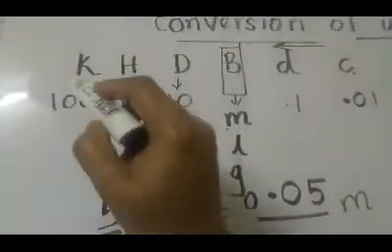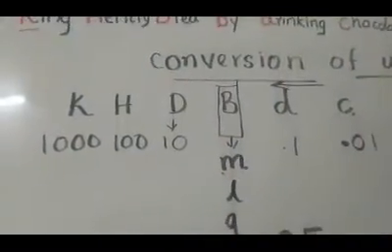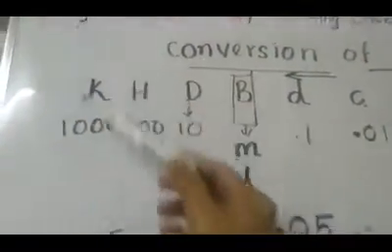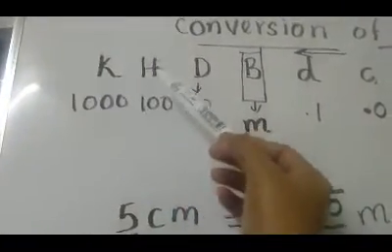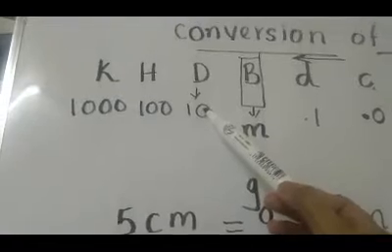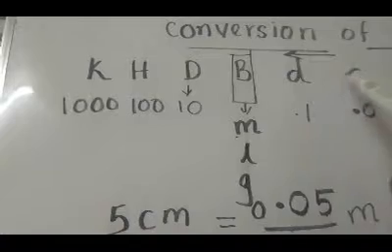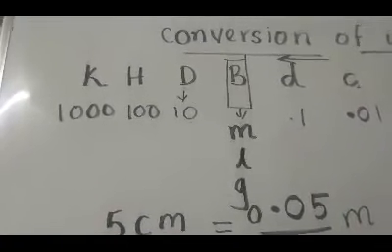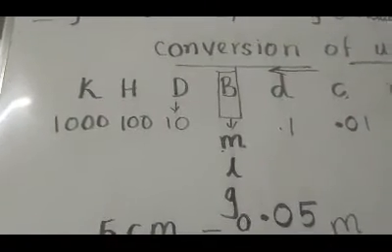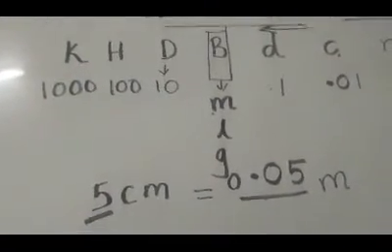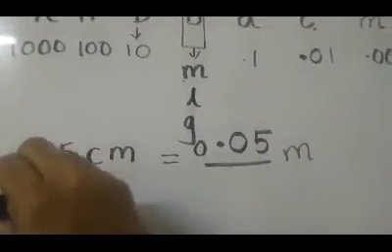Understood? If we use this sentence, King Henry died by drinking chocolate milk, we can convert the units like this. K for kilo, H for hecto, D for deca. Then this is the base unit. Then this is deci, centi, then milli. Now we can convert the units like this. I will give you another example.